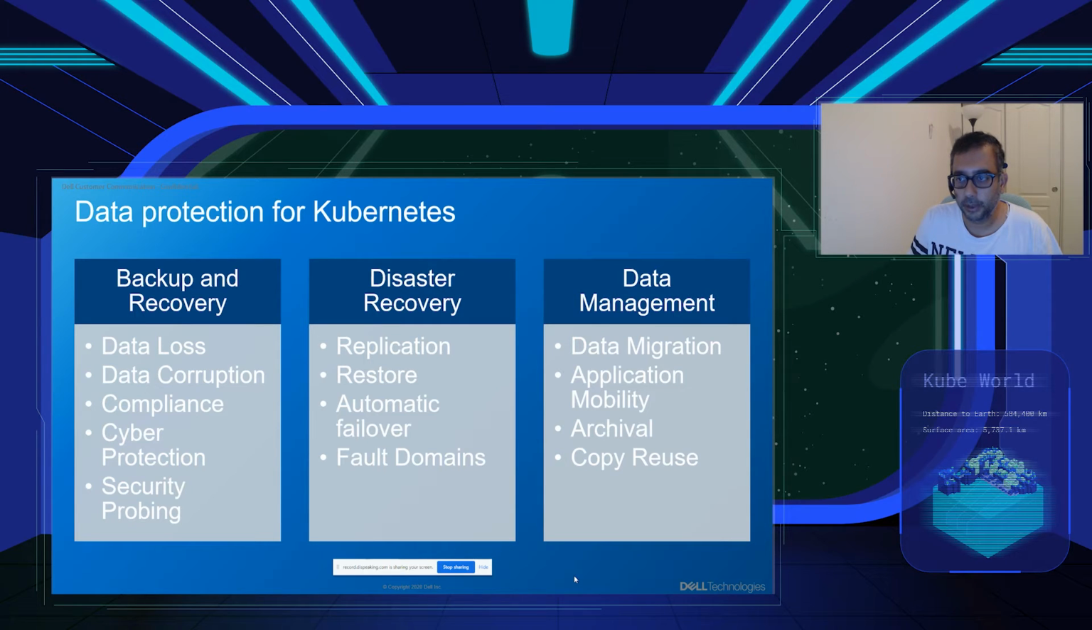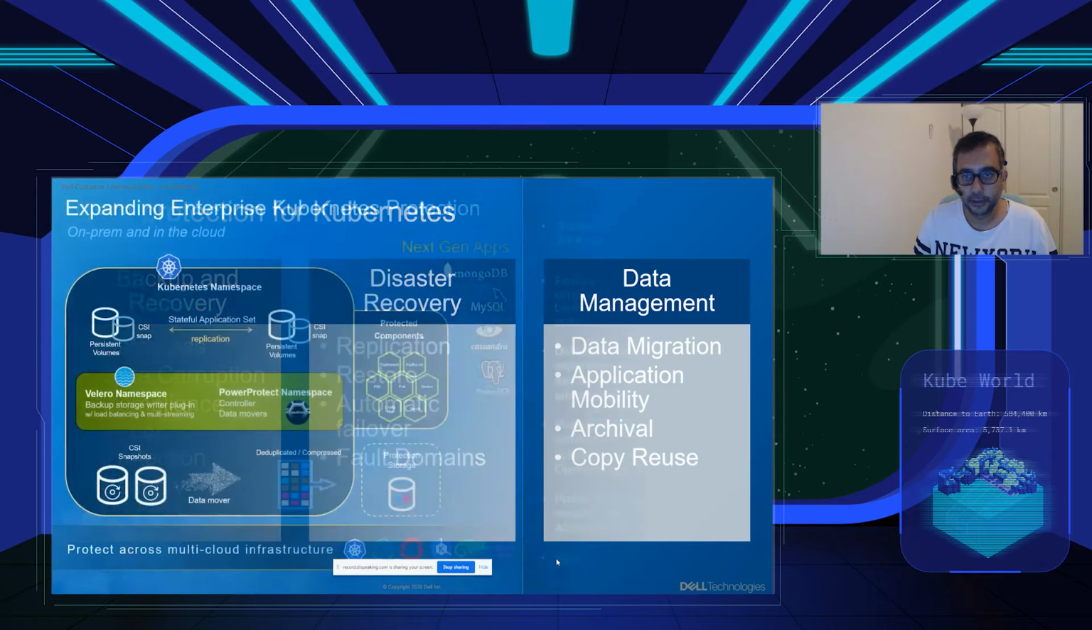So what data management here means, for example, you want to migrate the data to a different location, looking at application mobility, which is very common in Kubernetes, especially when you have multiple clusters of Kubernetes and you're moving applications from, say, a dev environment to a production environment. So in all of those cases, you want to make sure that your applications are mobile. And finally, to look at alternate use cases for secondary storage, such as archival and copy reuse. So all these comprise data management. So all these three things are the three key pillars for data protection, why data protection is required for Kubernetes.